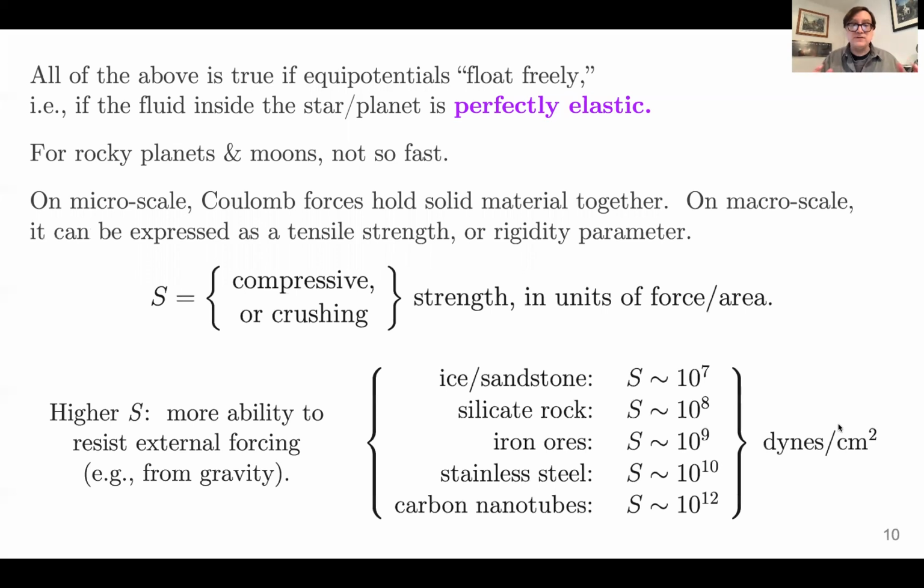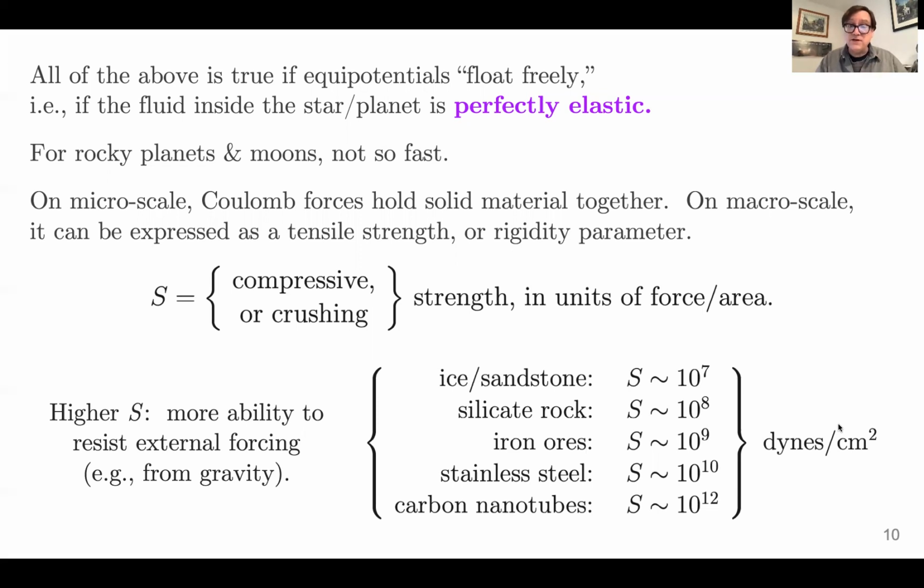But on a macroscopic scale, you can think of it as a strength or rigidity type parameter that has units of pressure, essentially units of force per unit area. So we can talk a little bit about several different versions of these strengths. The one that you see most often, I think, is this so-called compressive or crushing strength, right? How much is an object going to resist external forcing if you're trying to compress it or crush it, as, for example, what gravity does.